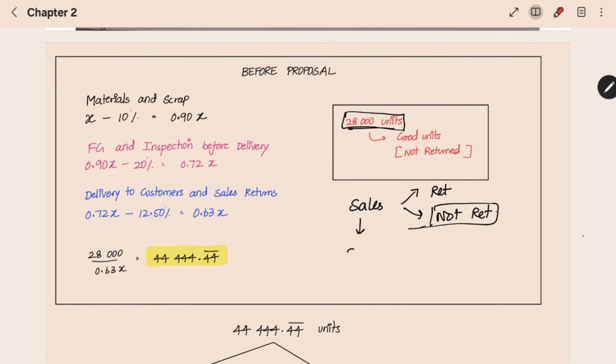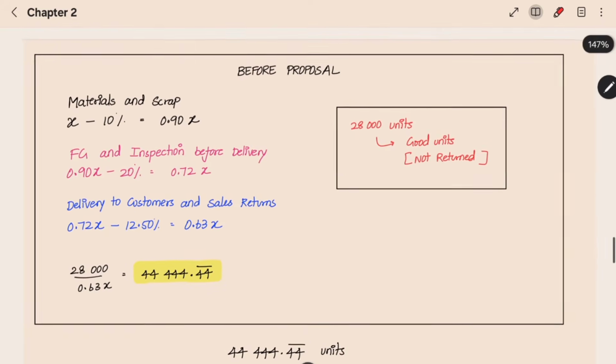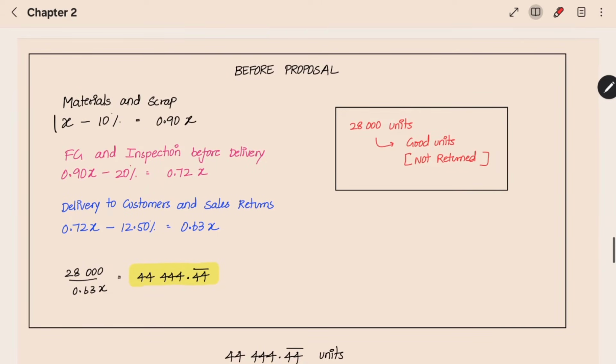They have taken that the total sales will be 28,000. They have solved it in both manners, but we are taking the assumption that 28,000 is the not-returned goods, which are good units. Now, we are going to approach the question. First, we will buy materials. For example, say we are buying x number of materials. Out of that, 10% becomes damaged in storage itself. Now, how much do we have remaining? 0.90x materials remaining.